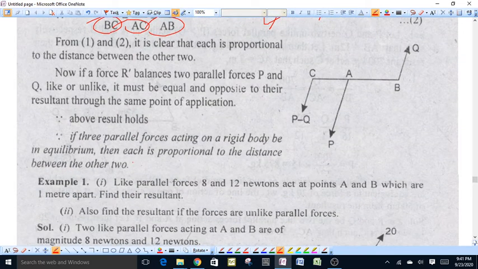Therefore, if three parallel forces acting on a rigid body are in equilibrium, then each is proportional to the distance between the other two.